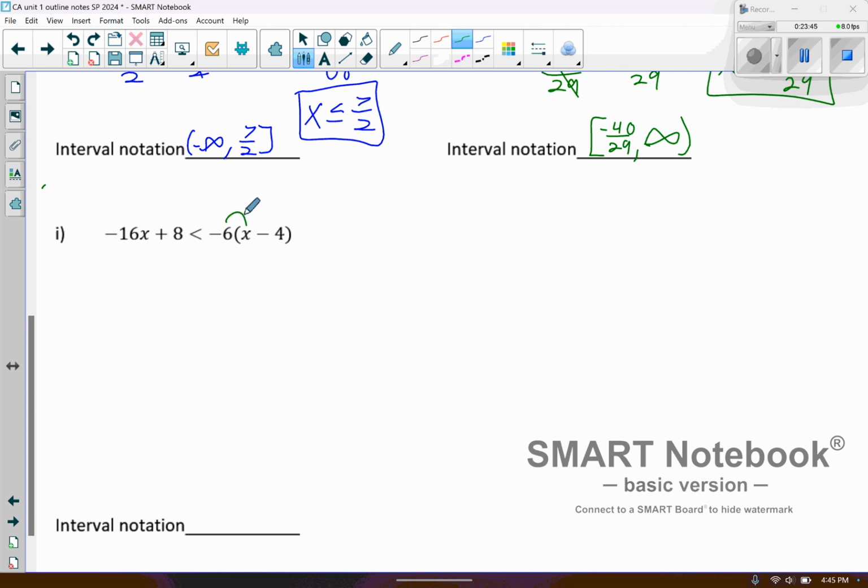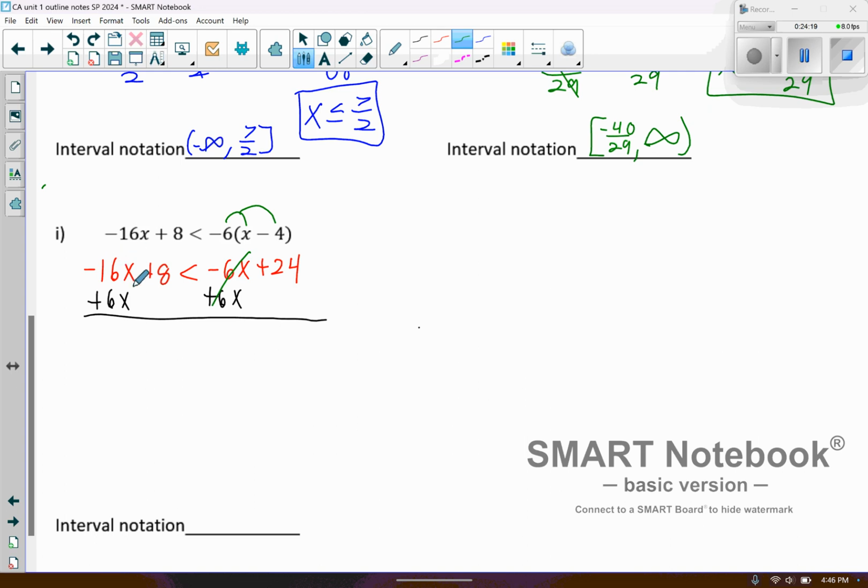So we'll start by distributing the negative 6. So let's see, we've got negative 16x plus 8 is less than negative 6x, and then this is going to become plus 24. Now I have two options here. I can add 16x or 6x to both sides. I'm going to go ahead and add 6x. If you want to do it the other way, that's fine. Go ahead and pause it and try it and see if we end up with the same thing. We should.